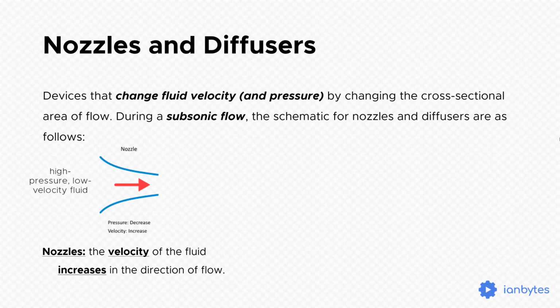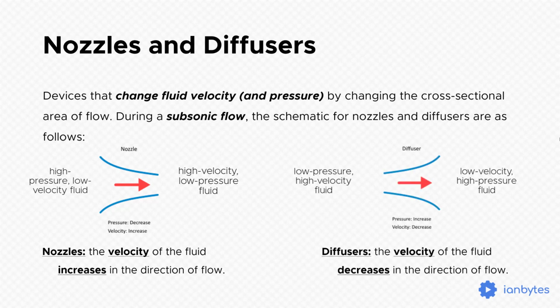Mula sa high-pressure, low-velocity fluid sa loob ng hose, the change from a larger cross-sectional area to a smaller one during a subsonic flow produces a high-velocity, low-pressure fluid. On the other hand, if the device decreases the velocity in the direction of flow, then the device is called a diffuser.